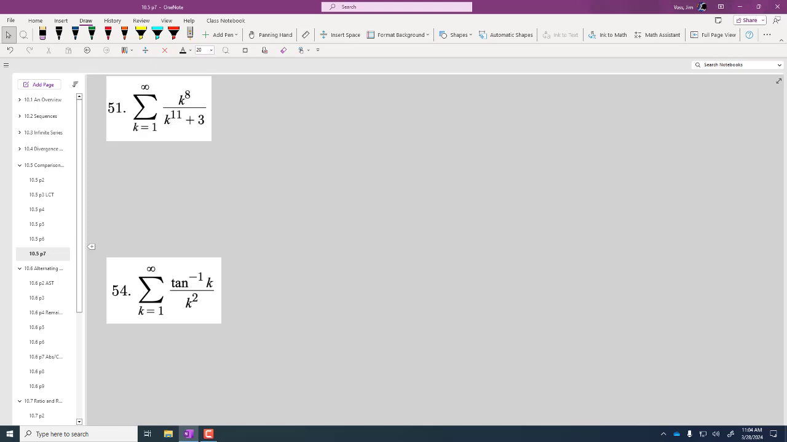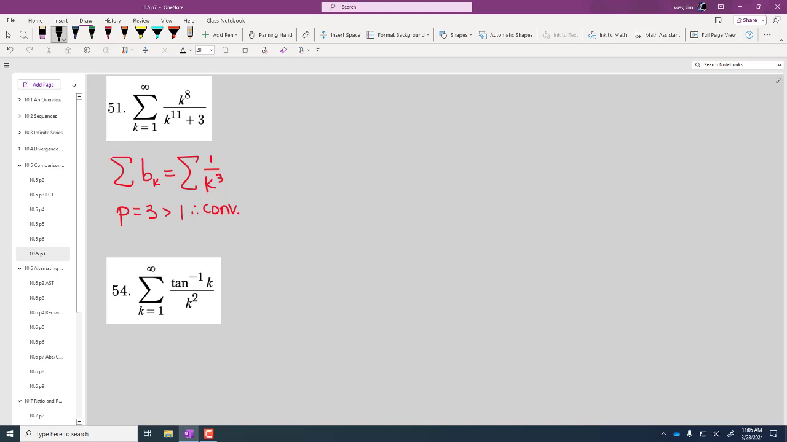So now let's think about the direct comparison test. We choose b sub k to be 1 over k cubed. That's converging. We identify p, it's bigger than 1, therefore it converges. All right, this denominator is going to be bigger than this denominator, since we're adding 3. So direct comparison should work.